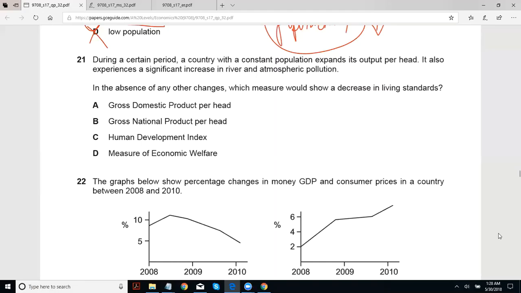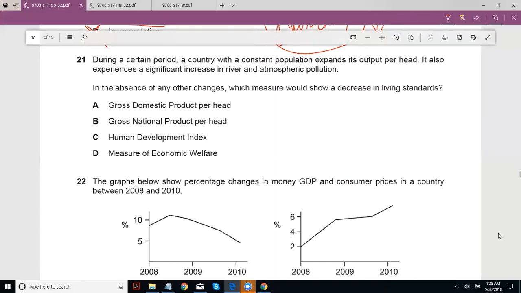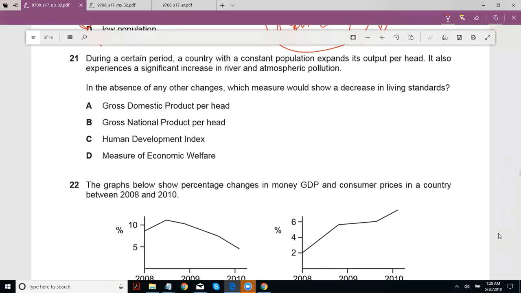So continuing with our paper, 21: during a certain period, a country with constant population expands its output per head, which clearly means your output has to be increasing because your population is the same. It also experiences a significant increase in river and atmospheric pollution. In the absence of any other changes, which measure would show a decrease in living standards?